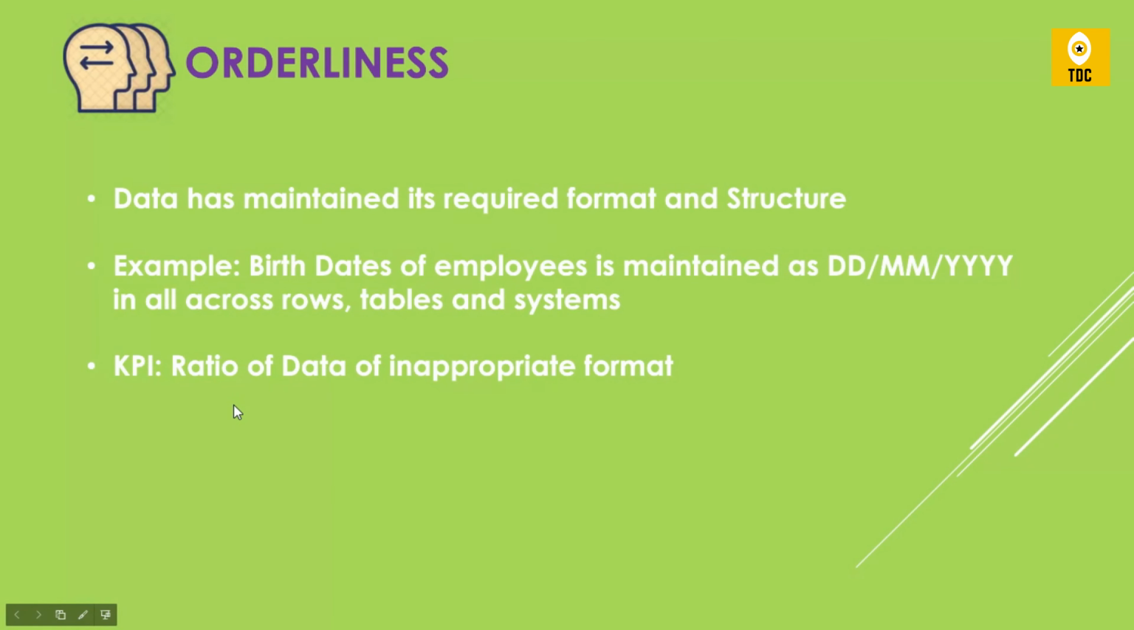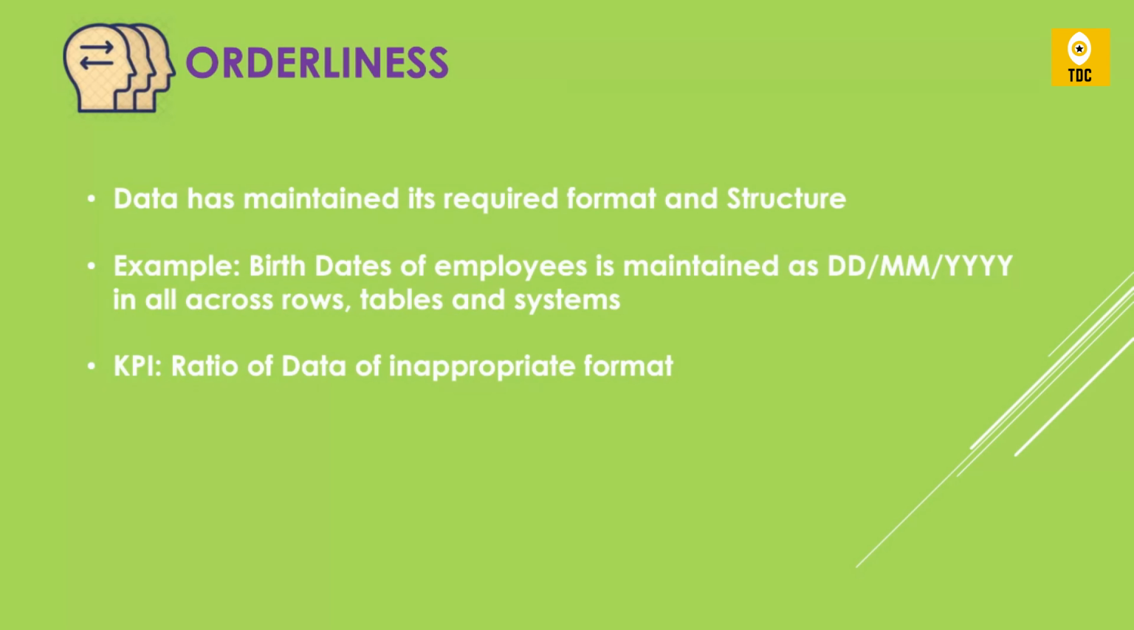And the next one is orderliness. What exactly that means is that data has to be maintained in a required format and structure. The best example is the timestamp, or the date time. For example, the birth date of all the employees should be maintained in a certain format like DDMMYYYY.